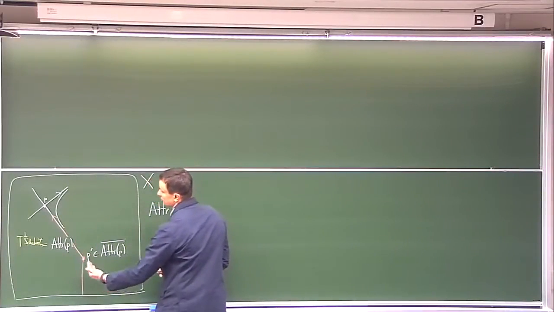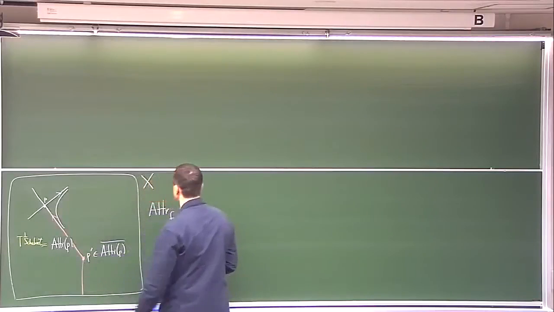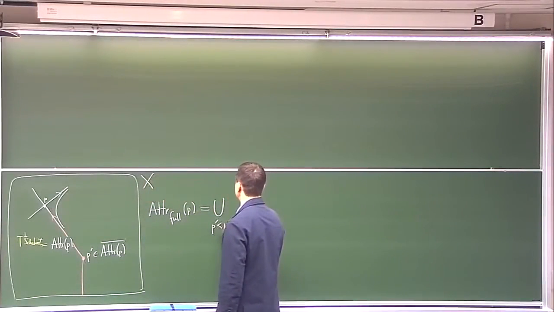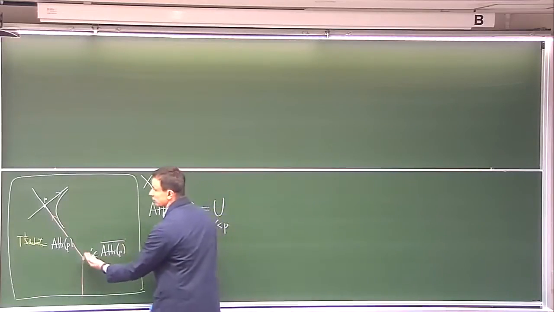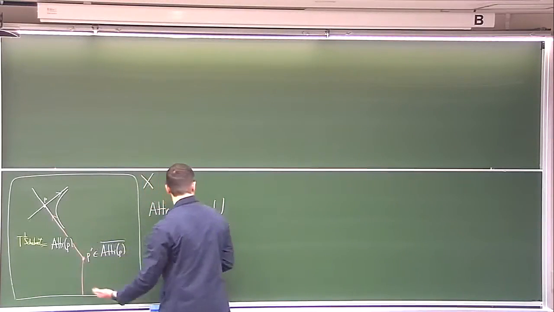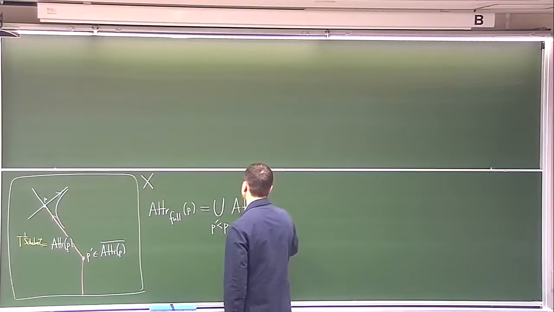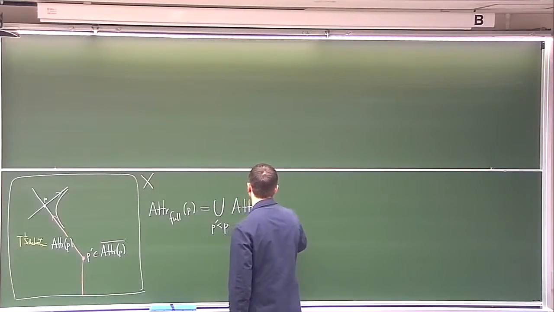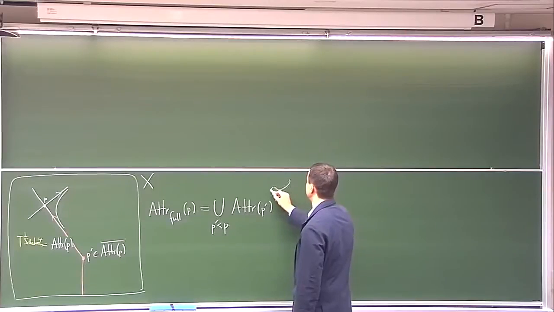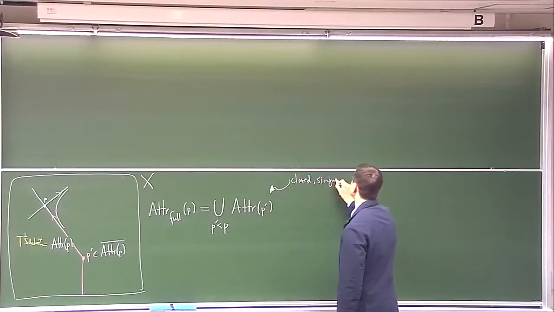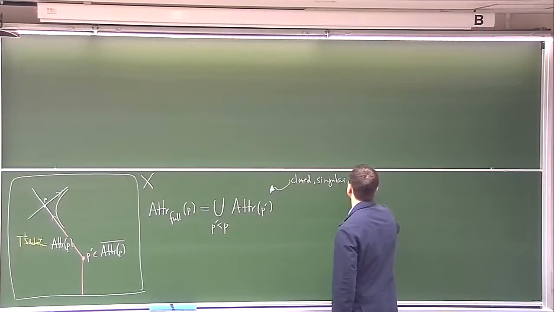It's the transitive closure of the relation of being contracted. So it's a union over all P prime less than P in the partial order. Attracting defines a partial order. You take all the littlest ones, you take attracting of P prime. So this is a closed, singular, Lagrangian submanifold.